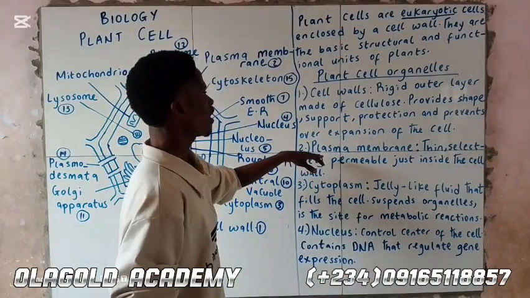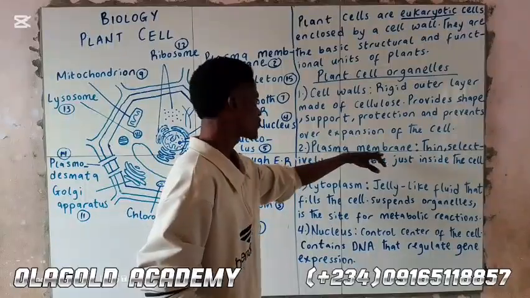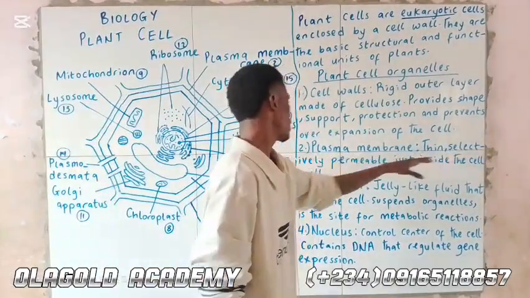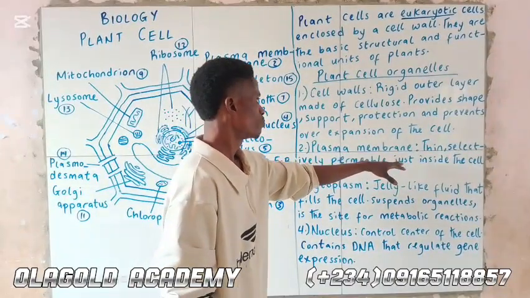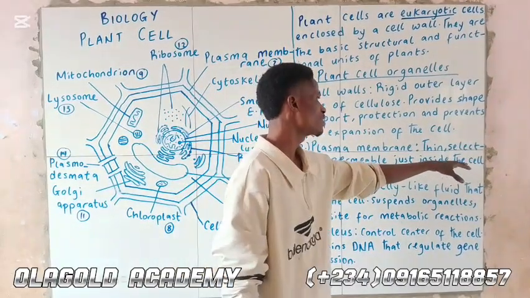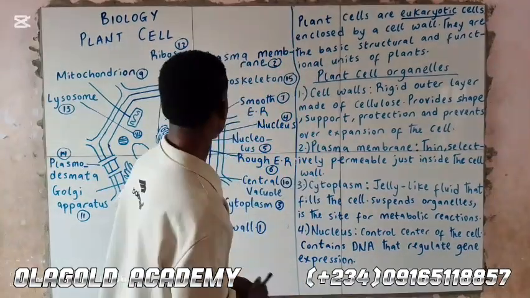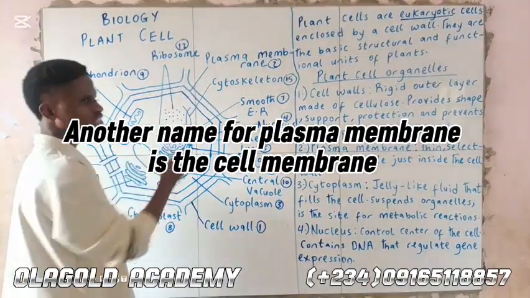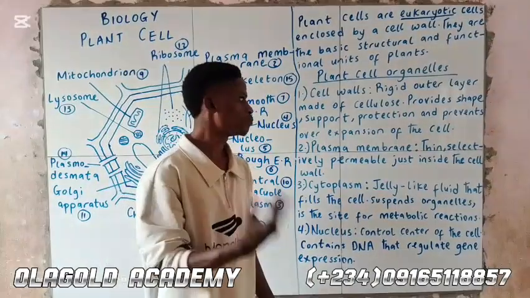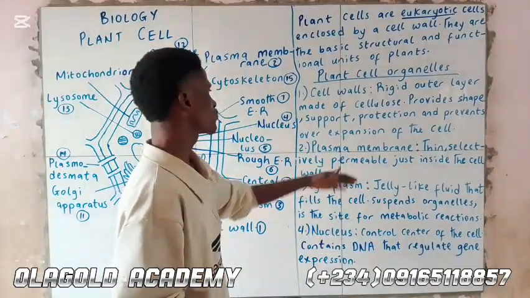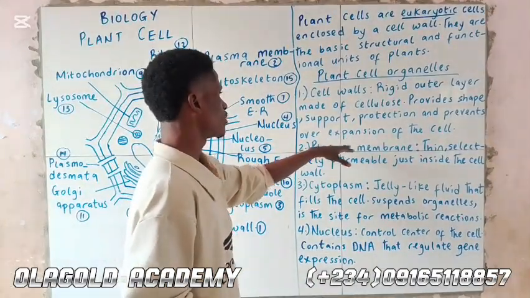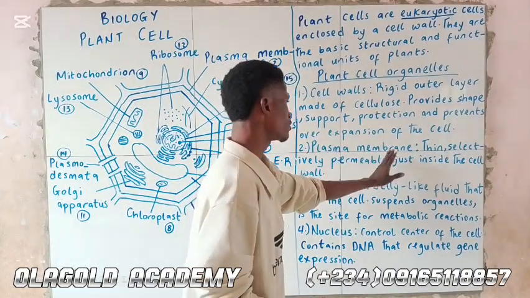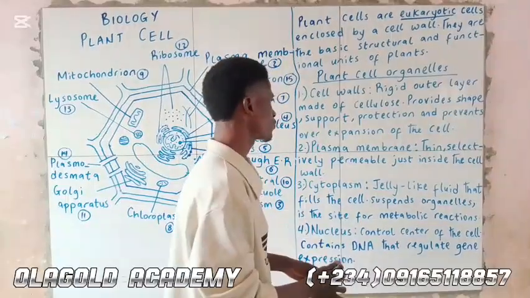Number two, we have the plasma membrane. The plasma membrane is the thin, selectively permeable membrane just inside the cell wall. Now this is the plasma membrane. Another name for the plasma membrane is the cell membrane. So we said the cell membrane or the plasma membrane is a thin, selectively permeable membrane just inside the cell wall.